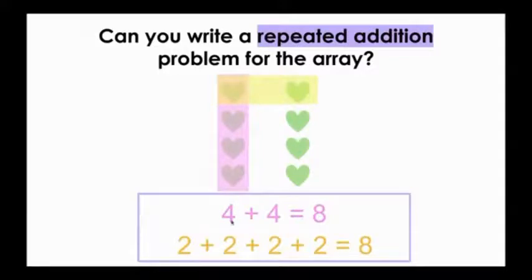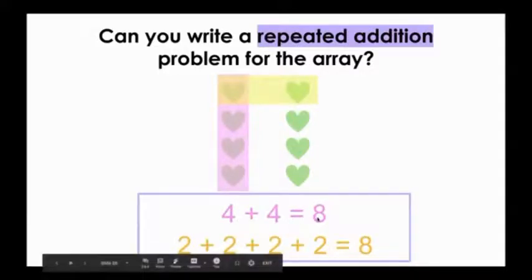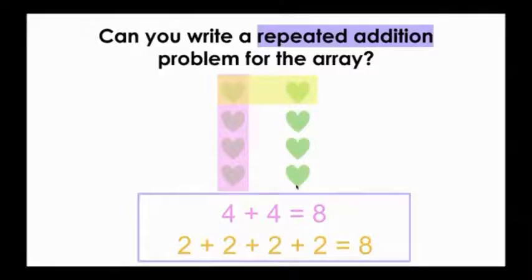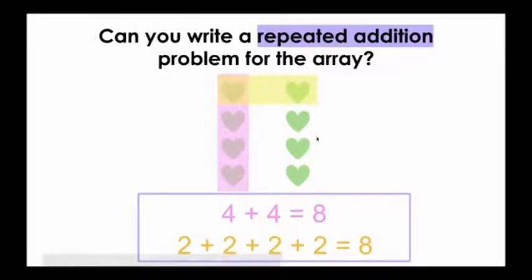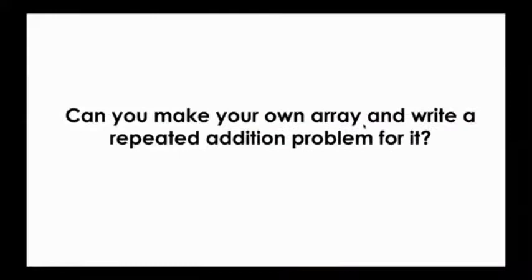Here's what I got. 4 plus 4 equals 8, and 2 plus 2 plus 2 plus 2 also equals 8. The 4 plus 4, I added my columns together, and the 2 plus 2 plus 2 plus 2, I added my rows. Both show repeated addition problems for the array. Now, can you make your own array and write a repeated addition problem for it? Give it a try on your own piece of paper and pause the video.